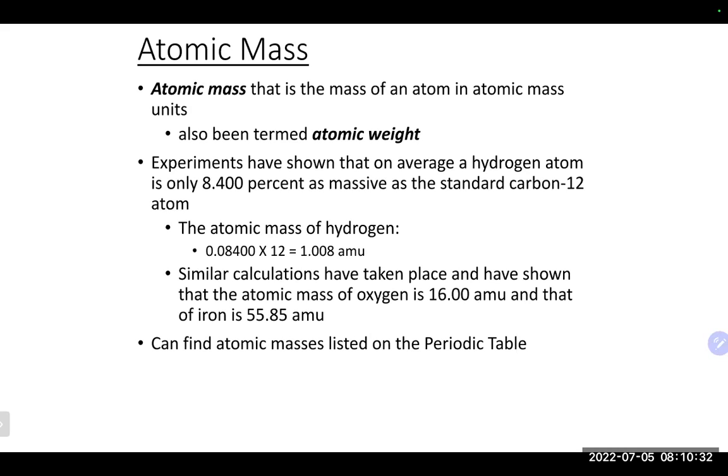So if you do the math on that, take 8.4%, convert it into a decimal, which is what we see here, and times it by 12, we get something like 1.008, which is the number that we see on the bottom of the periodic table underneath hydrogen. Similar calculations have been done for things like oxygen and iron, which is 16 and 55.85.